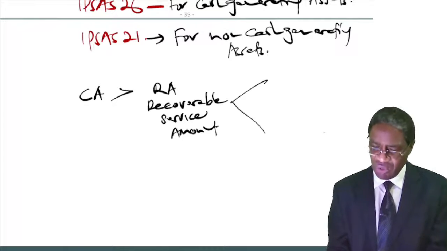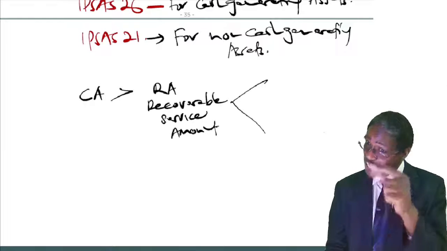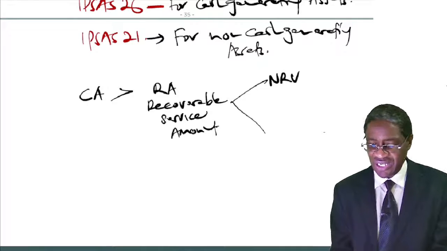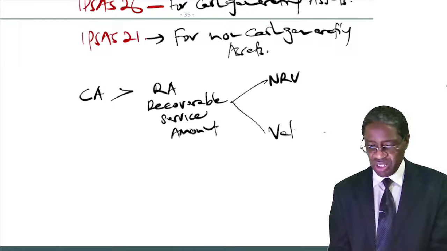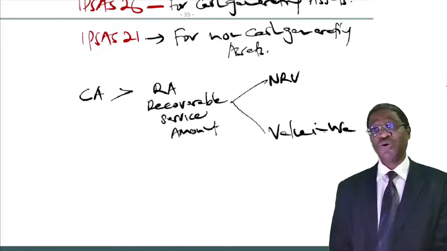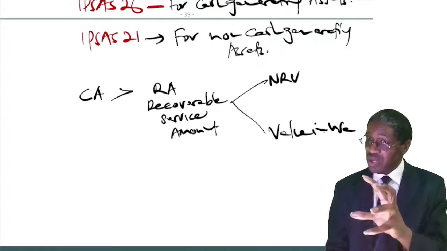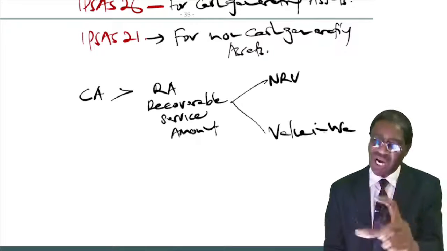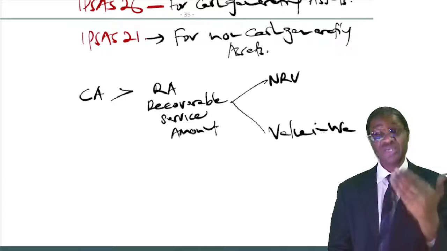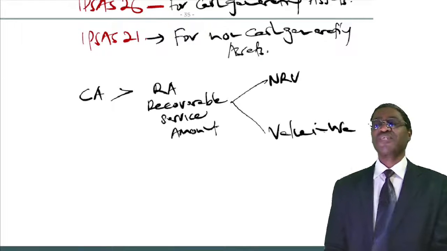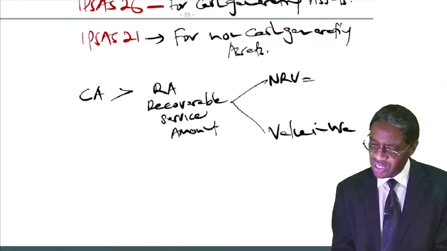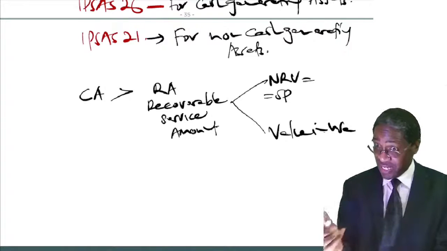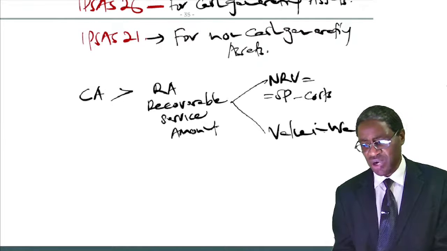To compute the recoverable service amount for that particular asset, you compute two values. One is the net realizable value, and number two is what we call the value in use of that asset. Whichever of the two is higher, that's what becomes the recoverable service amount. Now, to get the net realizable value, the concept does not change. You will still take the selling price or the market value of that asset, and you minus any cost to sell.